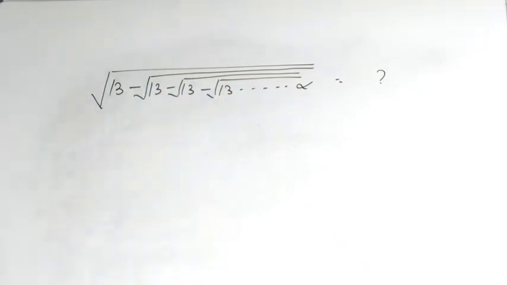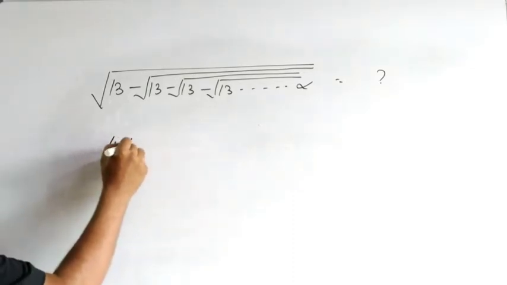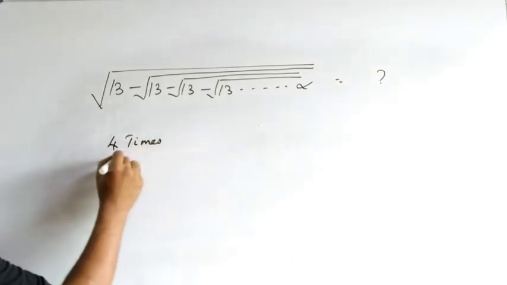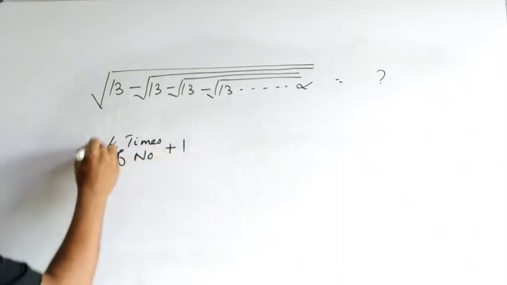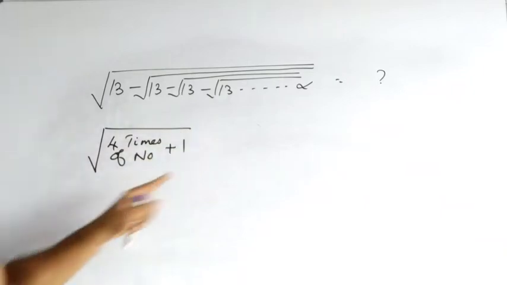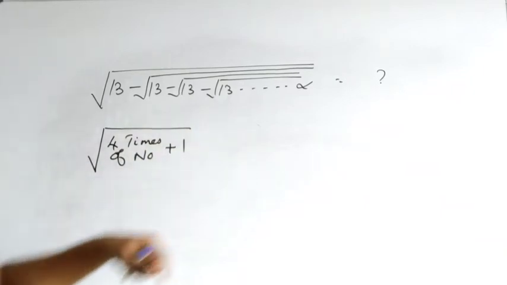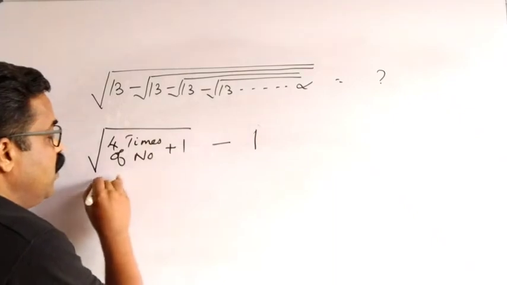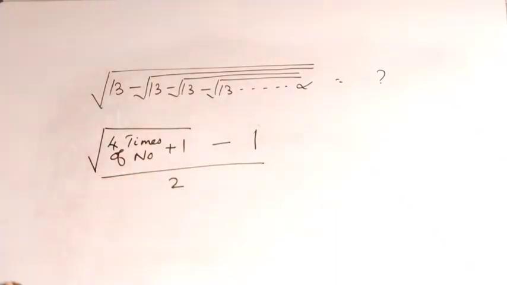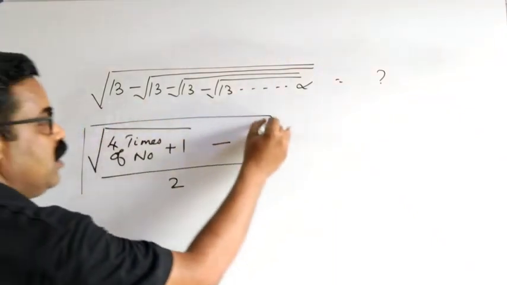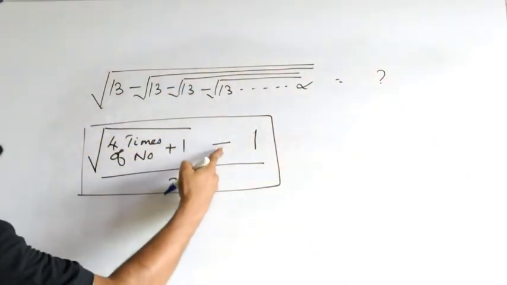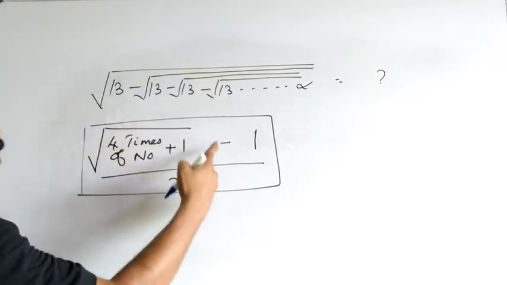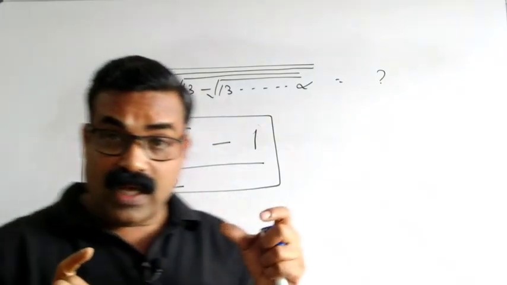So the formula also will change a little bit. The formula will be 4 times of number plus 1, this is under root, and here instead of plus 1 we will have minus 1 divided by 2. There is a formula when in the question you have negative. Here the question you have minus, so this will become minus. Here you have plus, this will become plus. That's all. The formula remains same.